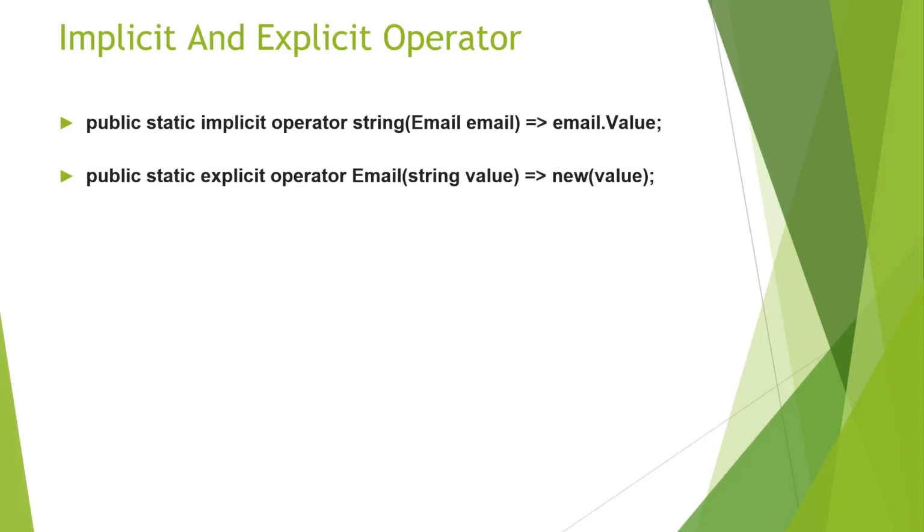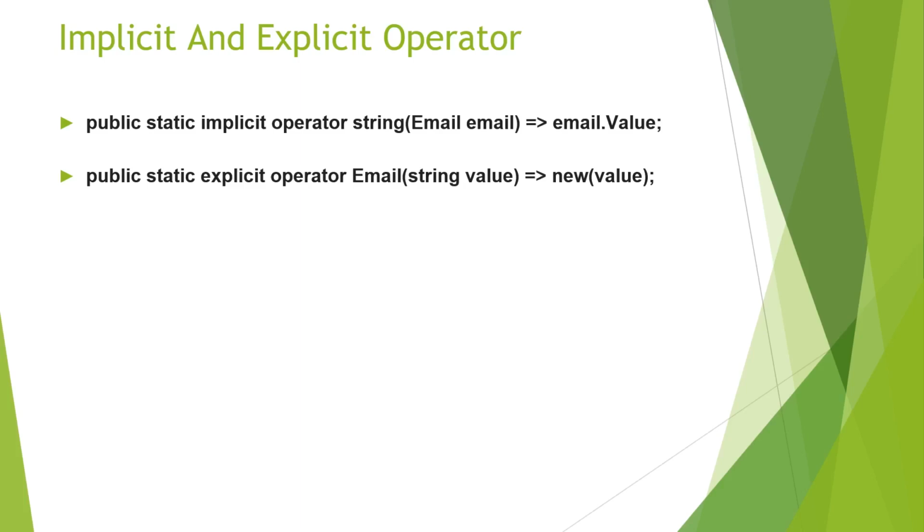With the help of that, we can convert from one object to a string and from a string to an object. So, string to object or object to string. How does it work and how does the magic happen in C#? I'll explain. But just before that, let me explain what things we require to do implicit and explicit operator overloading.